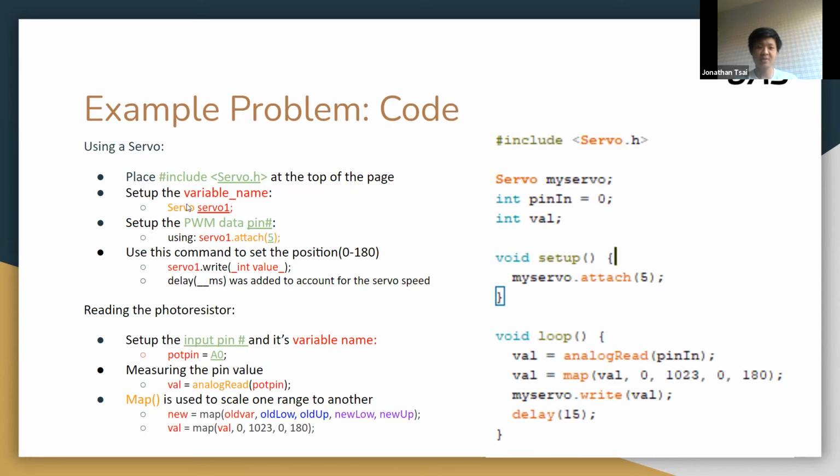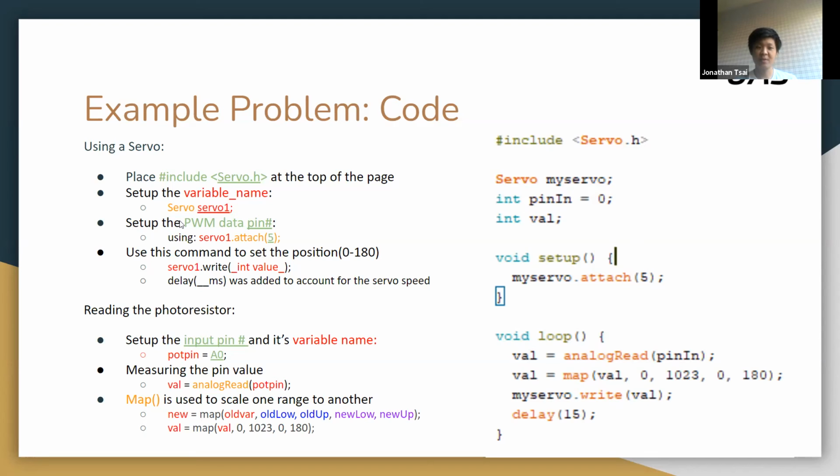So the next line talks about setting up the servo. You want a variable name whenever you want to call your servo. So how you use it is you put in Servo, space, and then the name. So I chose servo1 or my servo. It could be anything.